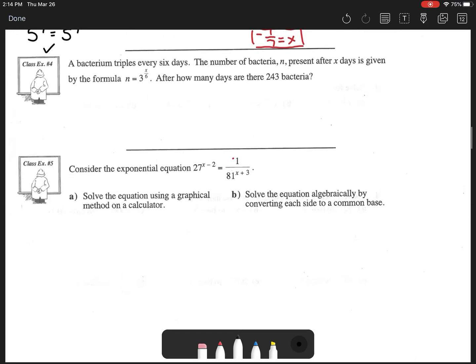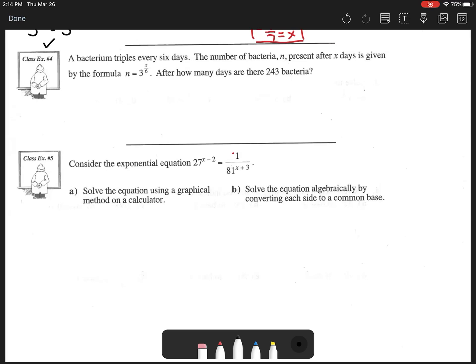Moving on. Now, a word problem. It's going to be the same basic idea. They give us the write-up: a bacterium triples every 6 days. The number of bacteria, which is n, present after x days, so x is the number of days, is given by this equation. So they give you the formula that you're supposed to use right there. After how many days are there 243 bacteria?